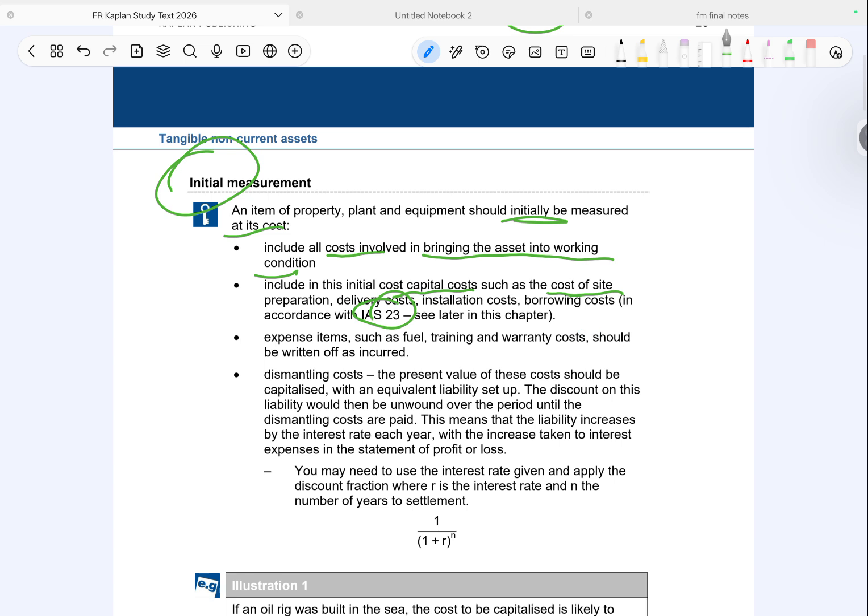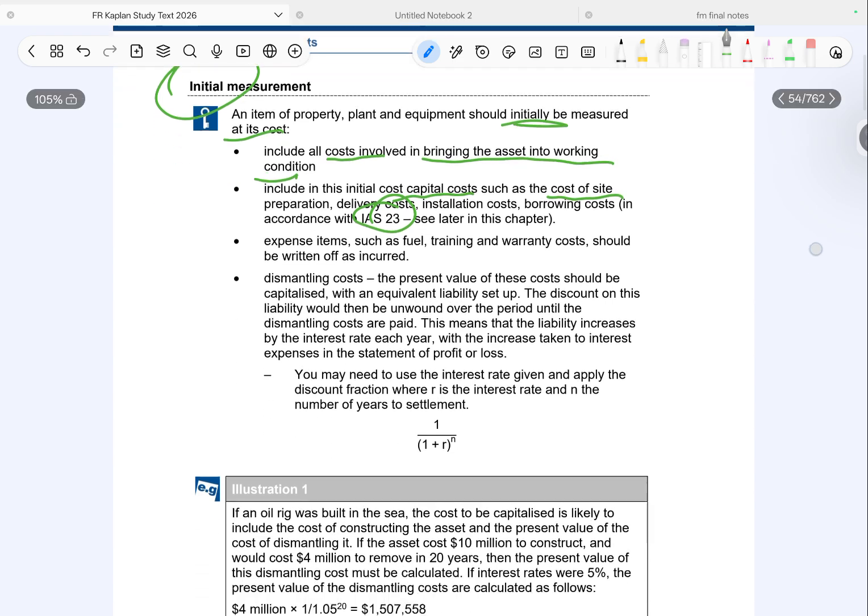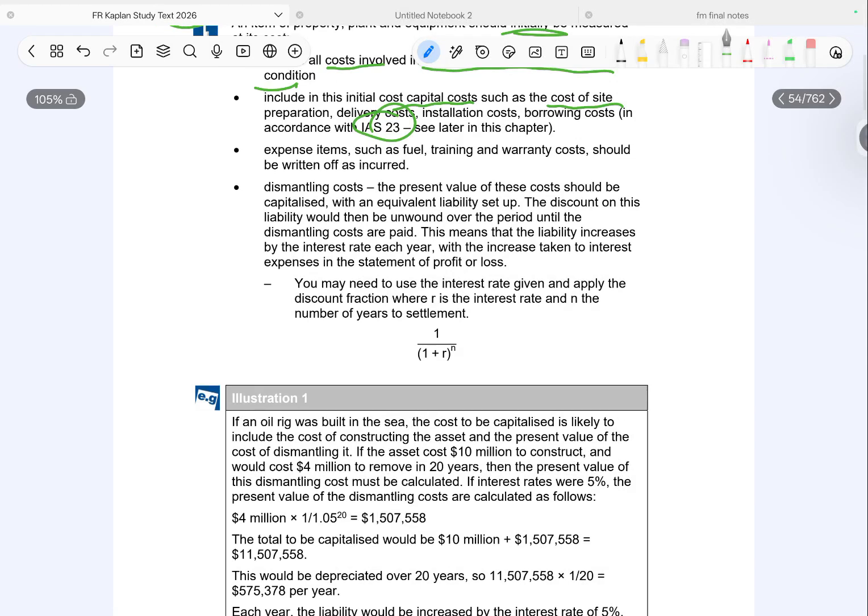So all of the cost we have incurred to bring this asset into a working condition will be included in the initial measurement. Expense items such as fuel, training and warranty cost should be written off as incurred. Now these costs, such as fuel, training and warranty costs, should be written off because these are daily expenses. So these will not be included in the initial measurement of the asset.